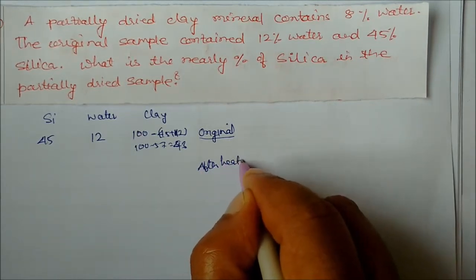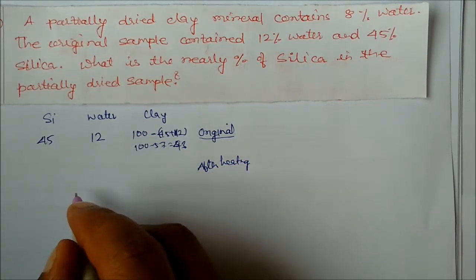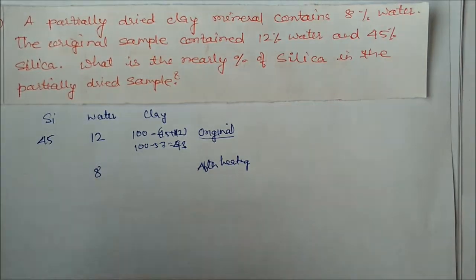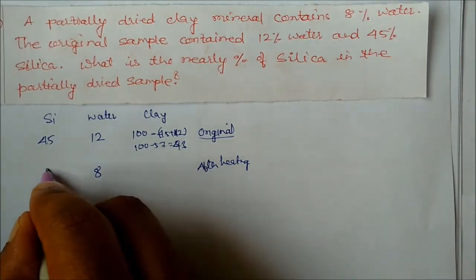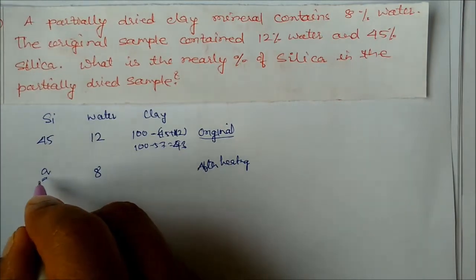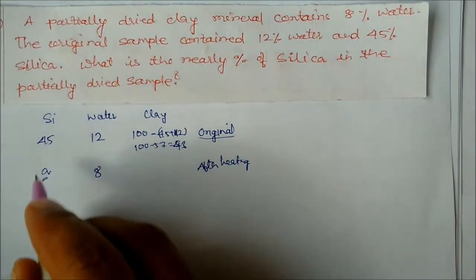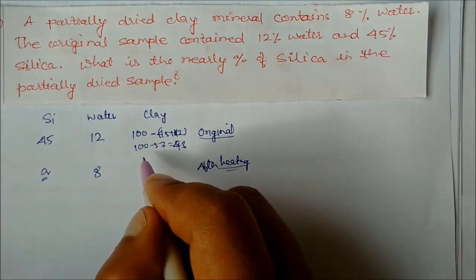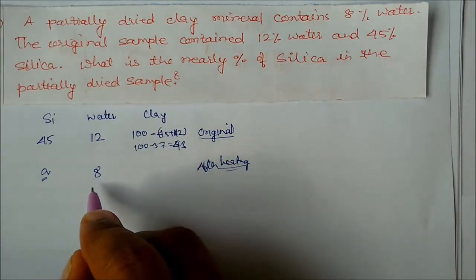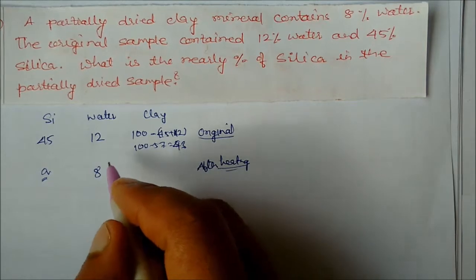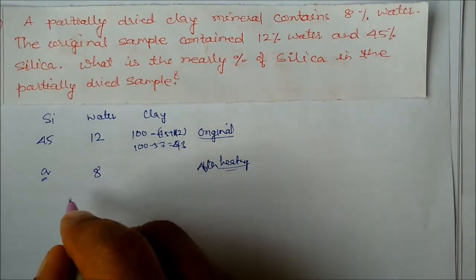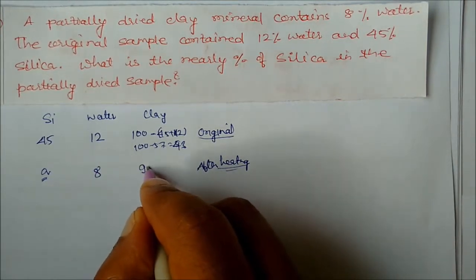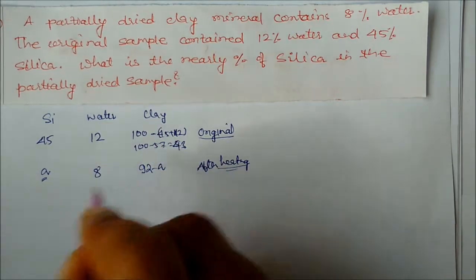After heating, the percentage of water changes to 8, but we don't know silica, so silica we will take as A approximately. This A is the silica present after heating. Keep this in mind. So how much is clay? The total is 100, so 100 minus 8 is 92. So 92 minus A will be the percentage of clay.